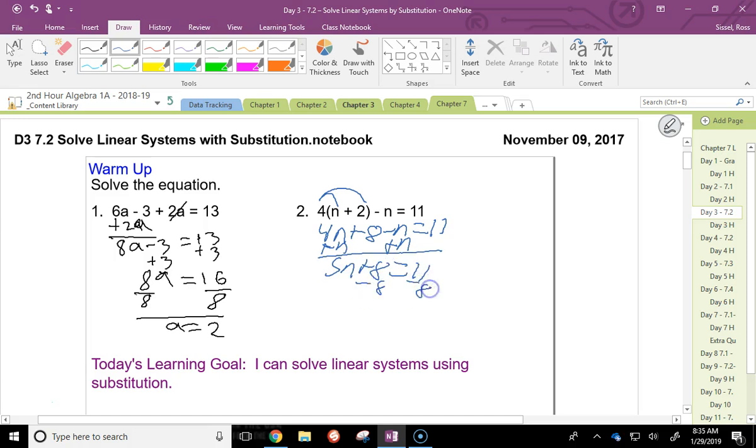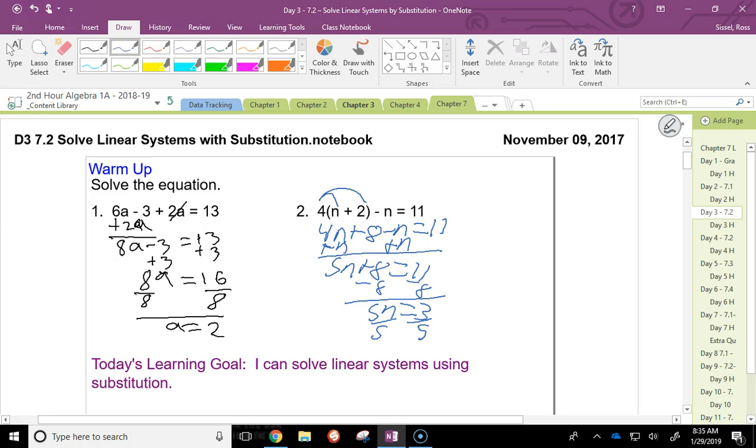I'm doing this right? Yeah, Josh. This doesn't look right. Did I do something wrong? Well, let's go through and see if he made a mistake. We have a 4n plus 8 minus n equals 11. And then he added an n to both of these.